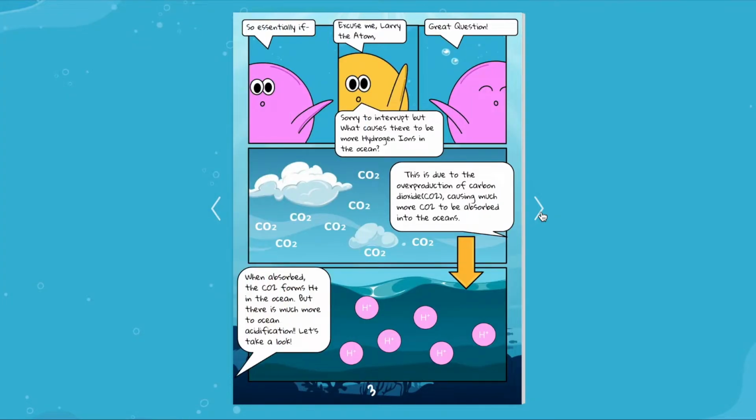So essentially, Carbonella, do you have a question? Sorry to interrupt, but what causes there to be more hydrogen ions in the ocean? Great question. This is due to the overproduction of carbon dioxide, aka CO2, causing much more CO2 to be absorbed into the oceans. When absorbed, the CO2 forms hydrogen ions in the ocean. But there is much more to ocean acidification. Let's take a look.